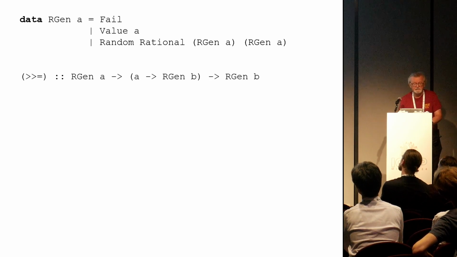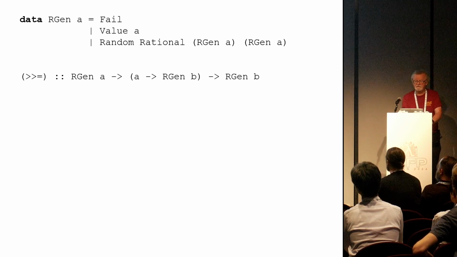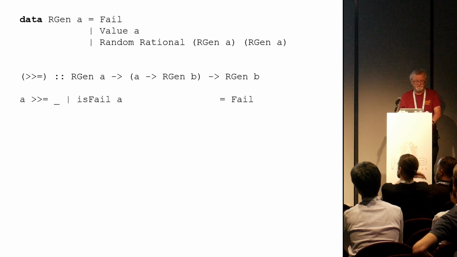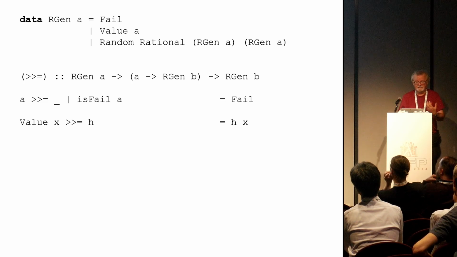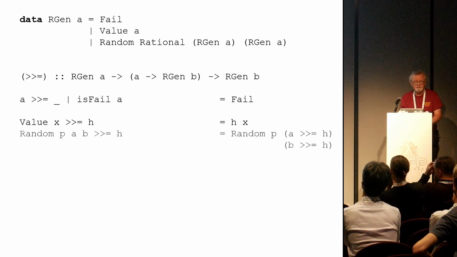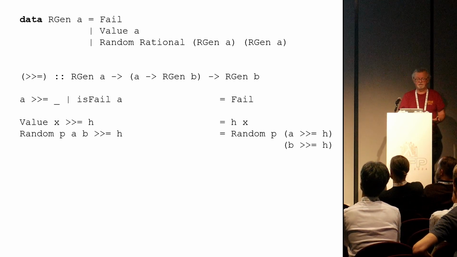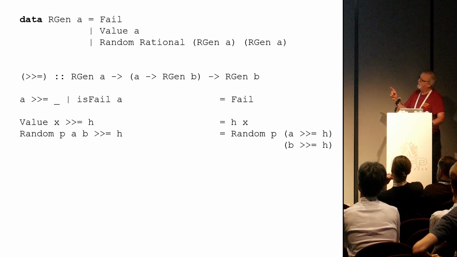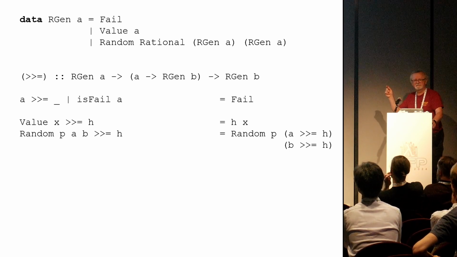And we can make them into a monad, of course, which you have to do. And here's the code for that. So if the first argument is a failure, then we fail. If the first argument delivers a value, then we just pass it to the second argument. And if the first argument makes a random choice, then we make a random choice. Now, that is exactly the code you would expect to write for this representation of generators, except for the blank line after the first clause. And sure enough, I'm going to put something there.